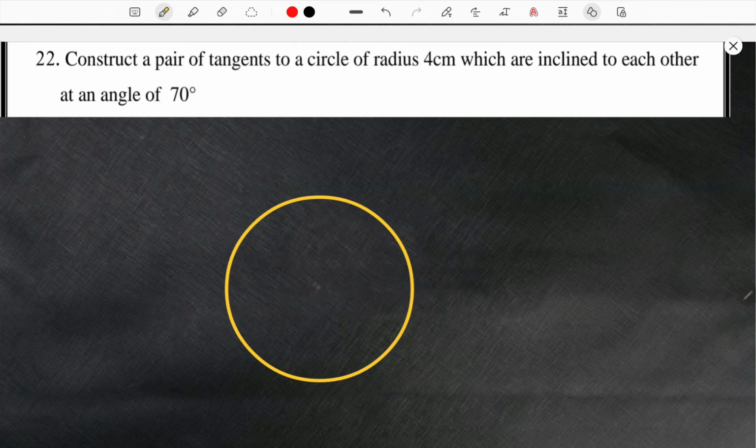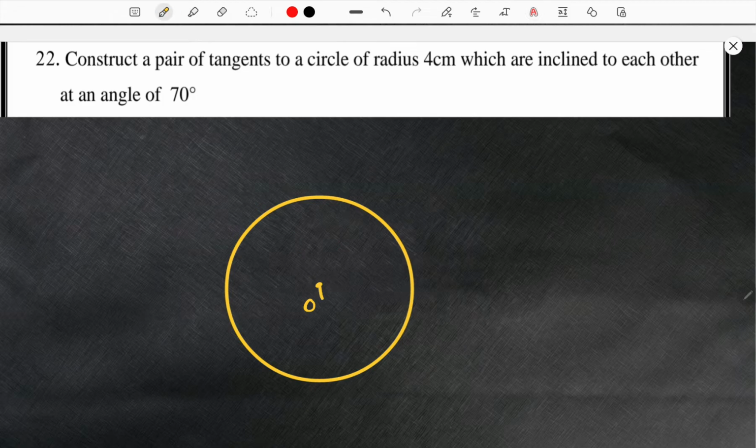Let us take this as the midpoint. Let us take it as O. So this is having radius 4 cm and you have to draw the tangents which are inclined to each other at an angle of 70 degrees. If the angle between the tangents is 70 degrees, what is the angle at the center? It has to be 110 degrees.